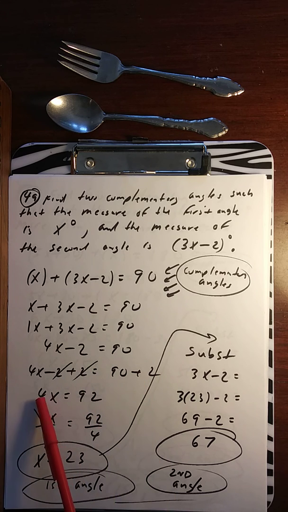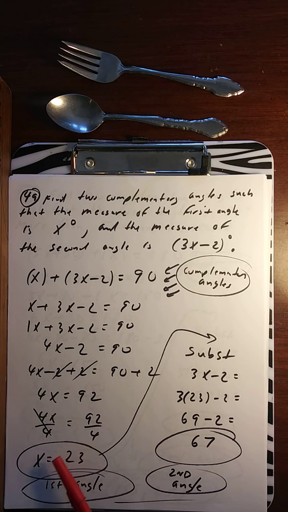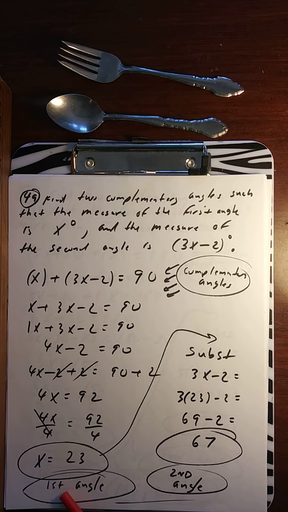Add 2, so 4x equals 92. Divide by 4, divide by 4. So x is 23. That's the first angle. And the second one, substitute back in here: 3 times 23 is 69, minus 2 is 67. So the angles are 23 is one of them, and 67 is the other one.